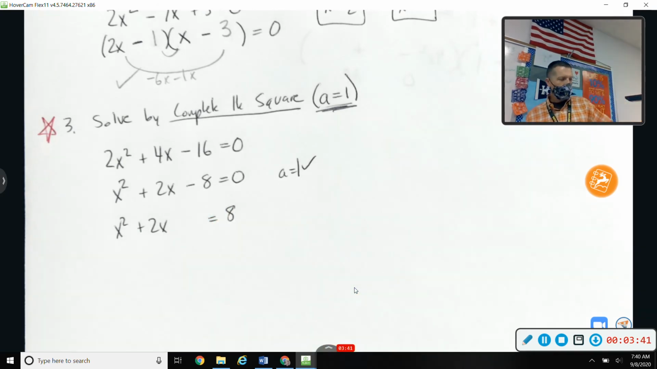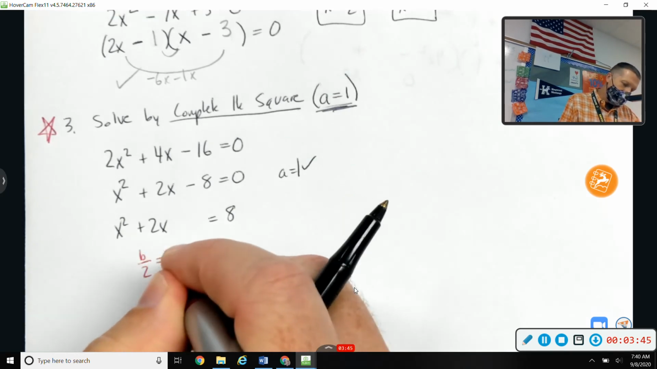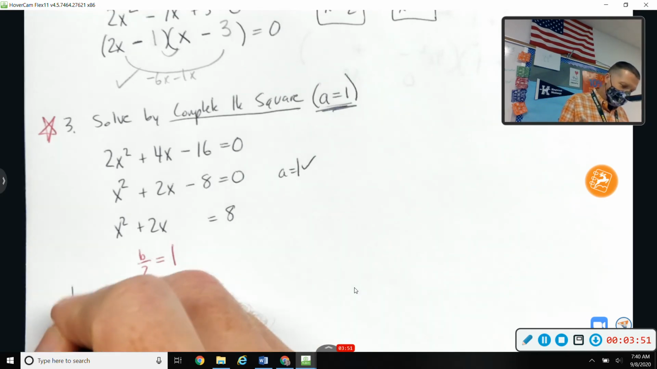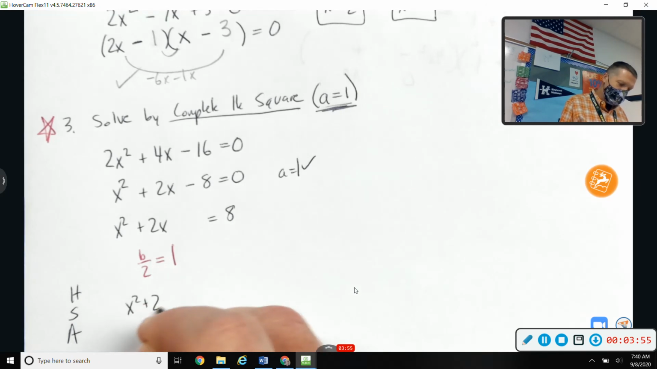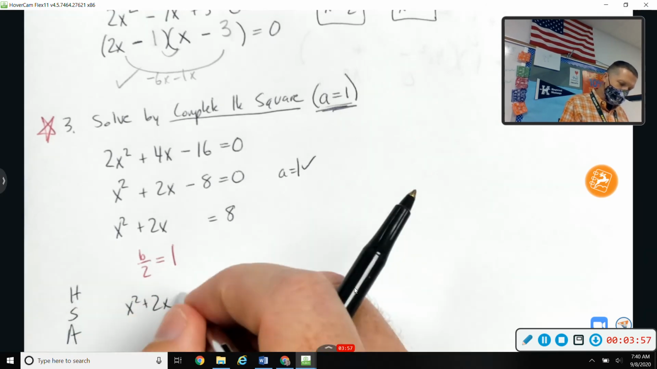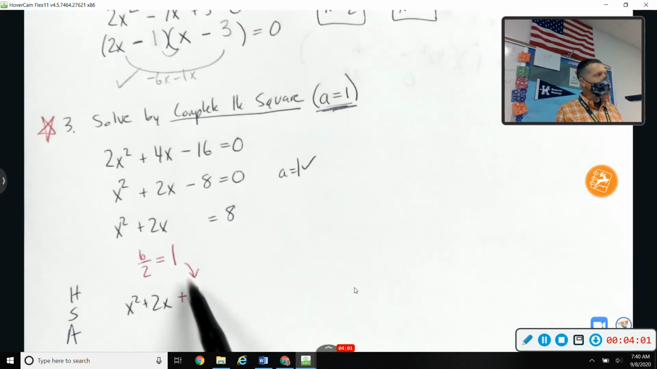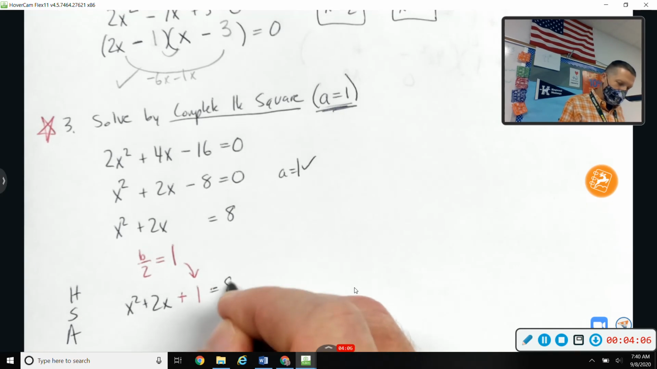So move C over. Figure out what b over 2 is. And then half it, square it, add it. So we halved it already. We square it, we get 1. I should have picked a different number so that when we squared it we didn't get the same thing, but half it, square it, add it to both sides.